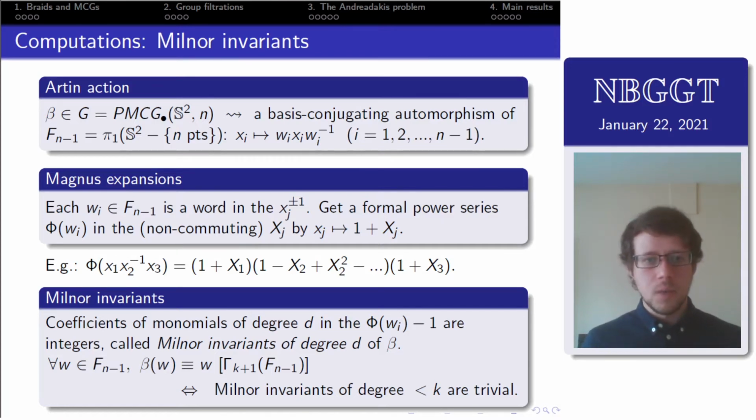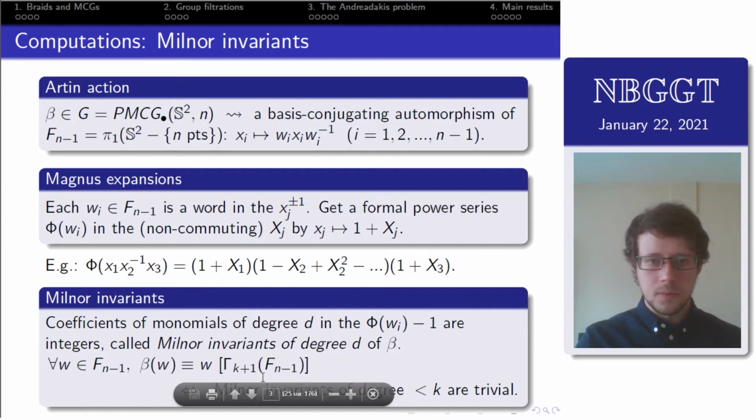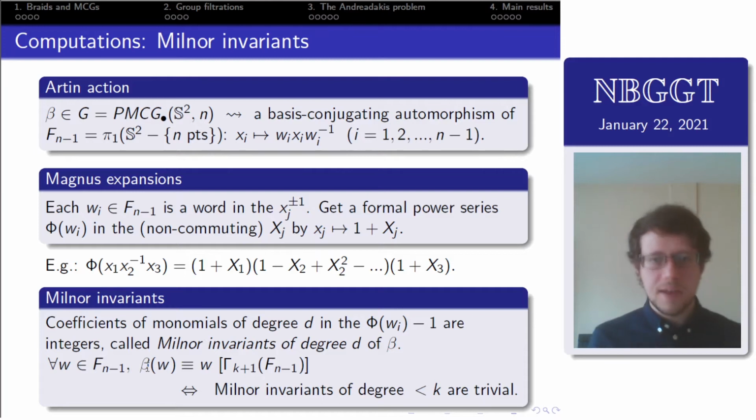And so if I want to know which condition is satisfied by beta, I just have to look at the first non-vanishing coefficients of these formal power series, and the degree of this first non-vanishing coefficient will give me where beta is in the lower central series because of my previous theorem, which basically says that we can compute the lower central series from Milnor invariants.